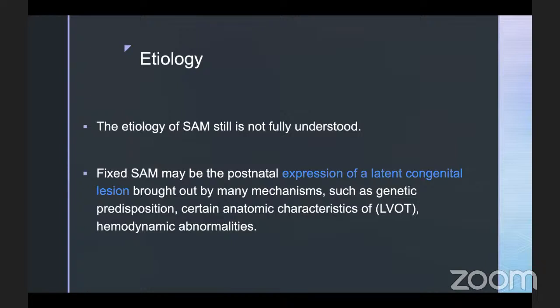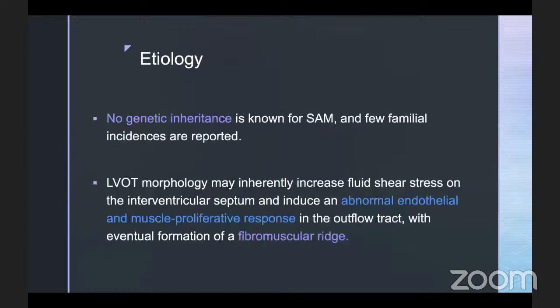The etiology of SAM is still not fully understood. Fixed SAM may be the postnatal expression of a latent congenital lesion brought out by many mechanisms such as genetic predisposition, certain anatomic characteristics of the LVOT, and hemodynamic abnormalities. But no genetic inheritance is known for SAM and few familial incidents are reported. LVOT morphology may inherently increase fluid shear stress on the interventricular septum and induce an abnormal endothelial and muscular proliferation response in the outflow tract, with eventual formation of a fibromuscular ring.